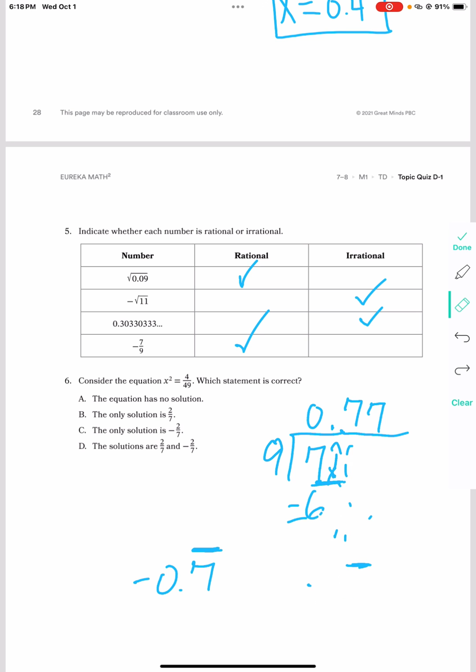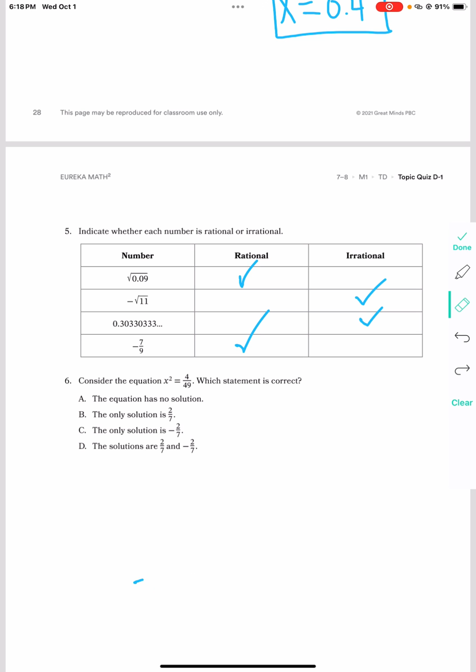All right, so then finally for number 6. Number 6 is not that tough. Number 6 says, consider the equation x squared equals 4 over 49. Which statement is correct? If we look at the first statement, it says this equation has no solutions.